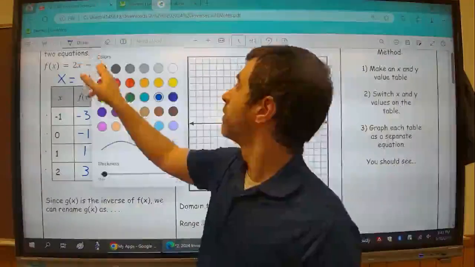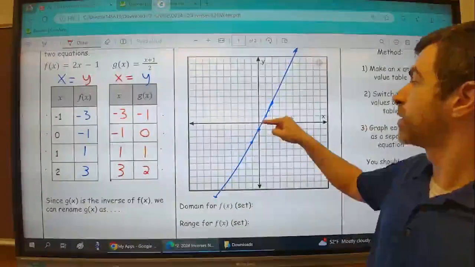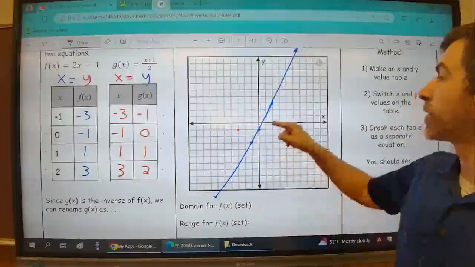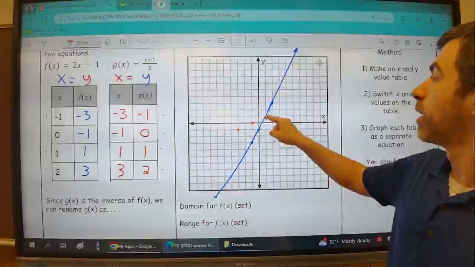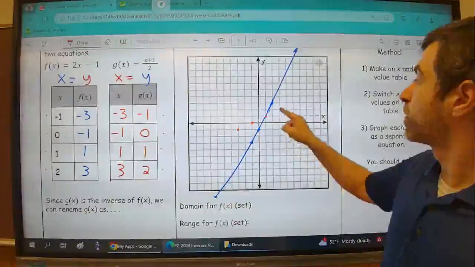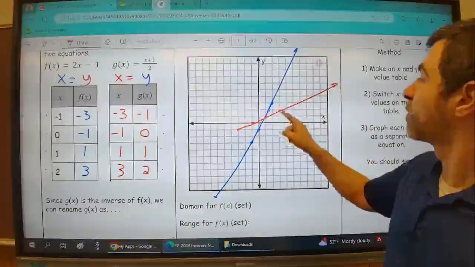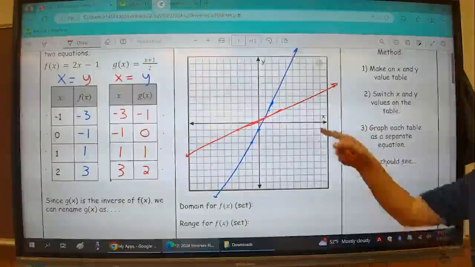Let's do the red one. If I graph the red function, I pass the point negative 3, negative 1. I pass the point negative 1, 0. I go to the point 1, 1. I go to the point 3, 2. And I can freehand draw another line. Not the best, but I have these two lines.